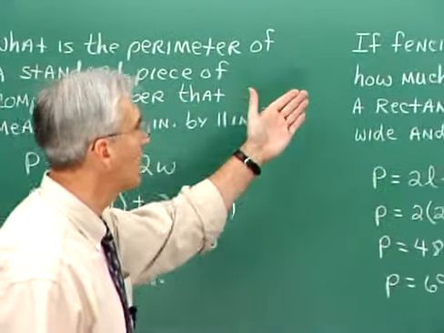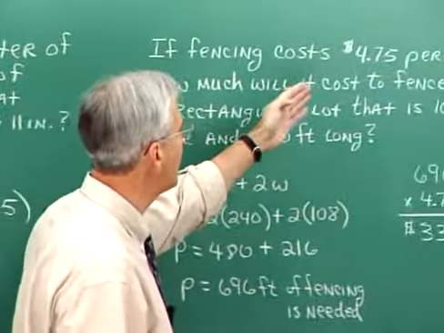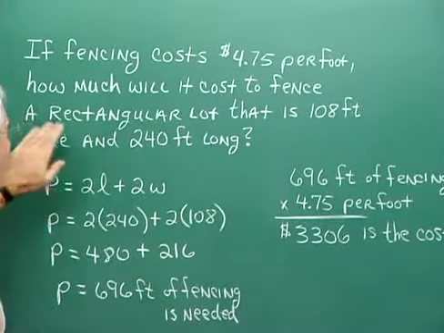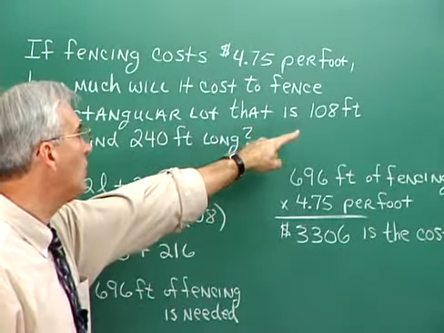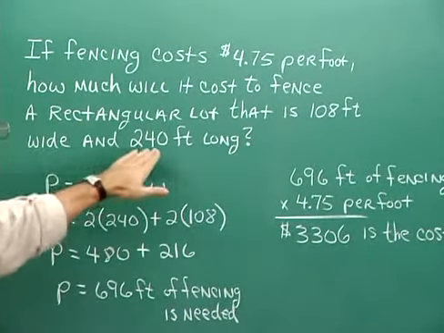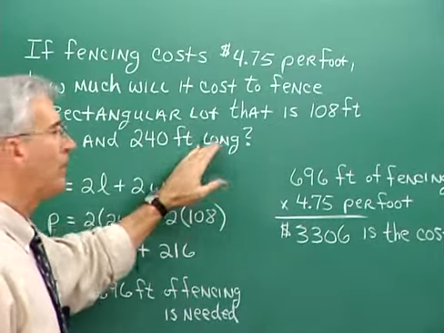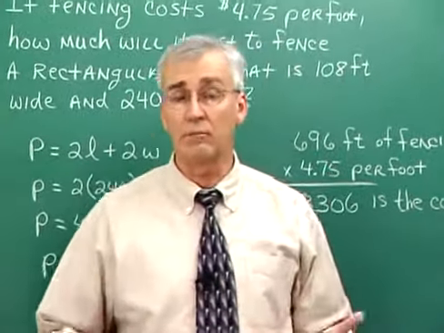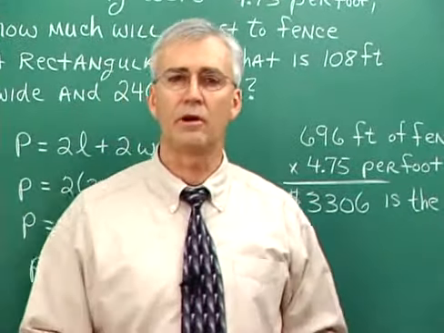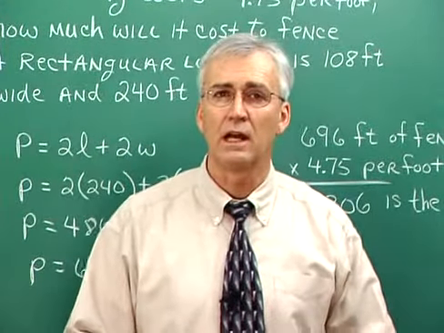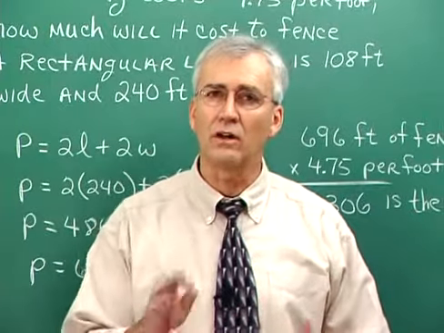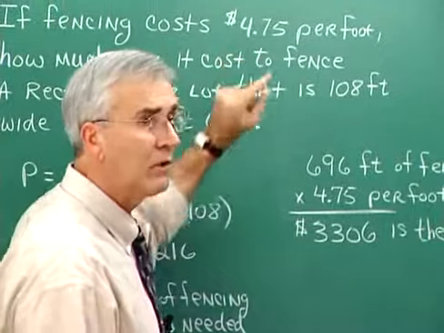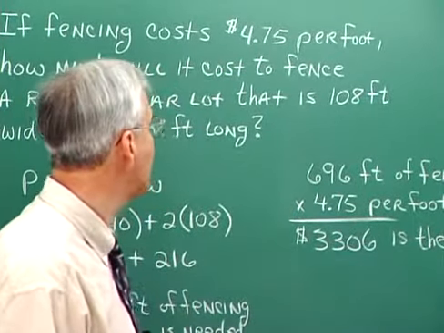If fencing costs $4.75 per foot, how much will it cost to fence a rectangular lot that is 108 feet wide and 240 feet long? Well, we have two things to figure out here. We need the amount of the perimeter. We need a number for the perimeter, and we figure that out using a formula. And then we need to figure the cost, and the cost is figured by taking the cost per foot and multiply by the number of feet of fencing that we have.